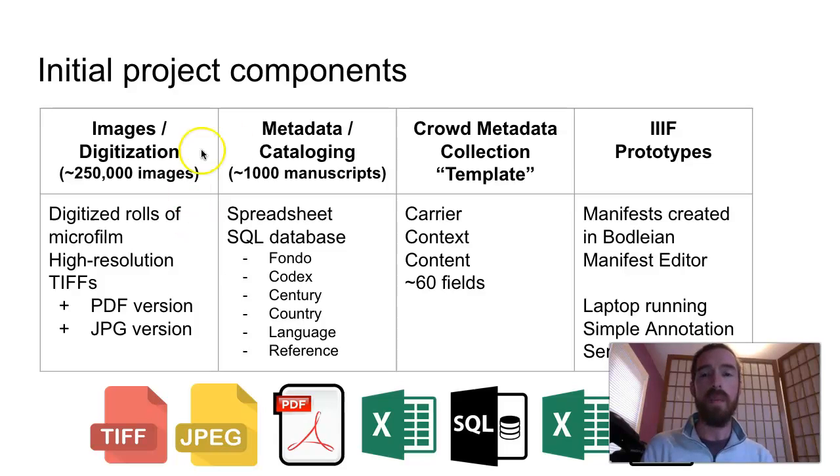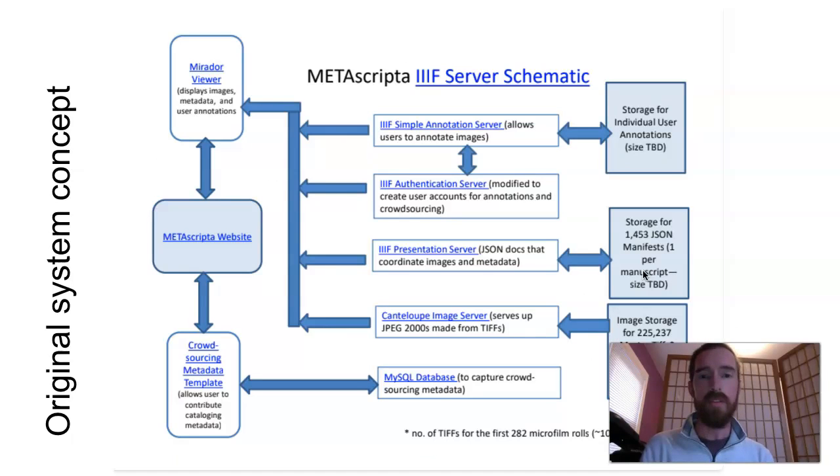What we had on hand was the results of the digitization process, various formats of the images. We had metadata for the manuscripts, and we had some prototypes of IIIF in the form of a manifest created in the Bodleian manifest editor and a simple annotation server running on a local laptop. The initial concept looked something like this, and while that might look clean and neat, it wasn't exactly accurate, as we discovered.